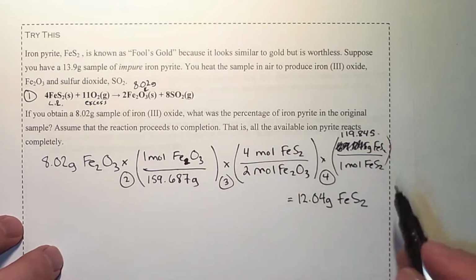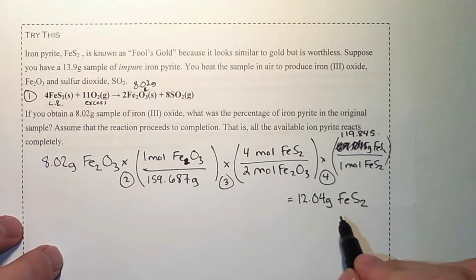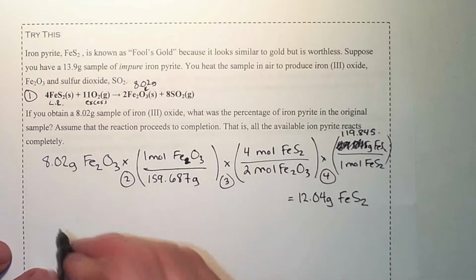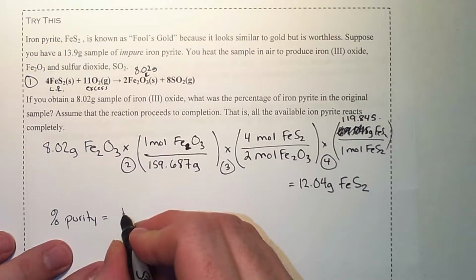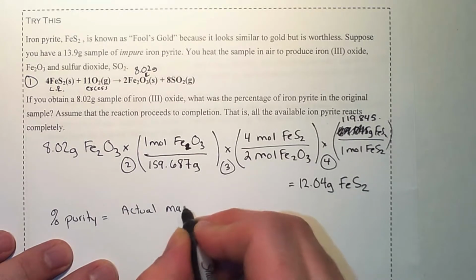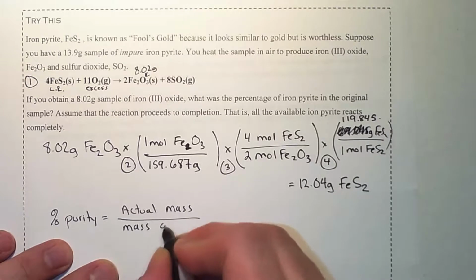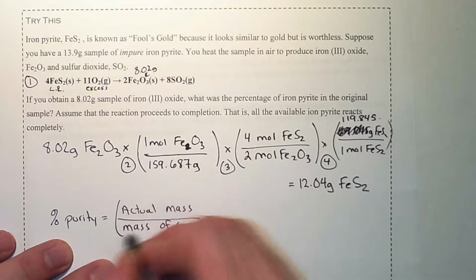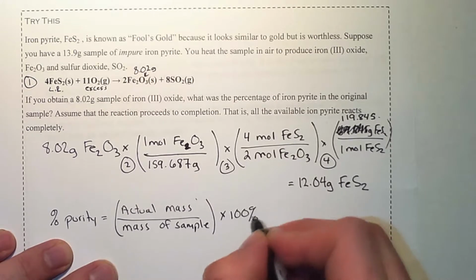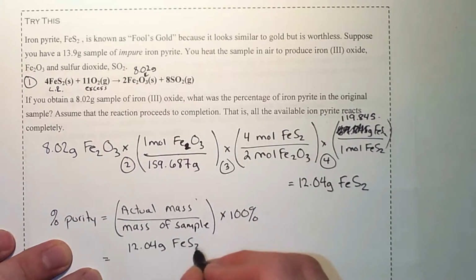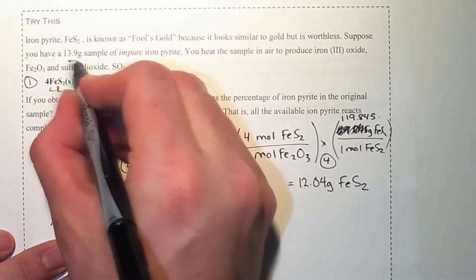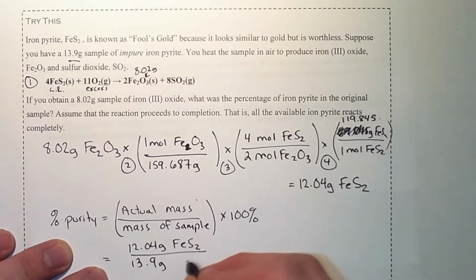So if that was my amount of product collected, that must have been what the limiting reactant was, or the iron pyrite was. So now when we do percent purity, that is equal to the actual mass divided by the mass of the sample times 100. So I got 12.04 grams of iron pyrite. I had a sample of 13.9 grams of sample.